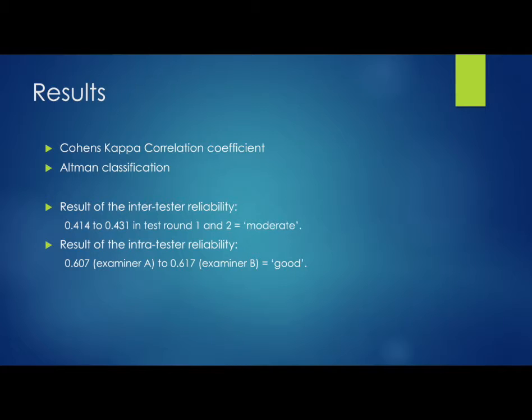The result of the intertester reliability was 0.414 to 0.431 in test round 1 and 2 and was considered moderate. The result of the intratester reliability was found to be 0.607 for examiner A and 0.617 for examiner B and was considered good.